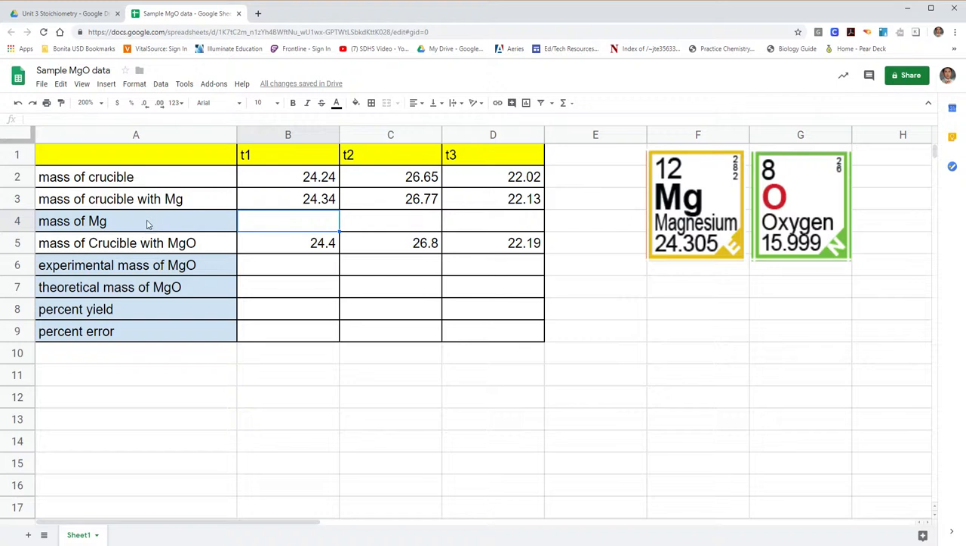So here, for the mass of the magnesium, this is just the difference between the mass of the crucible with the magnesium minus the crucible, right? This is the little cup with a piece of metal in it. This is the weight of the cup. If you subtract the cup from the cup with the metal, you just end up with the metal. So here, this is equal to this minus that. And there you go. I got my difference.